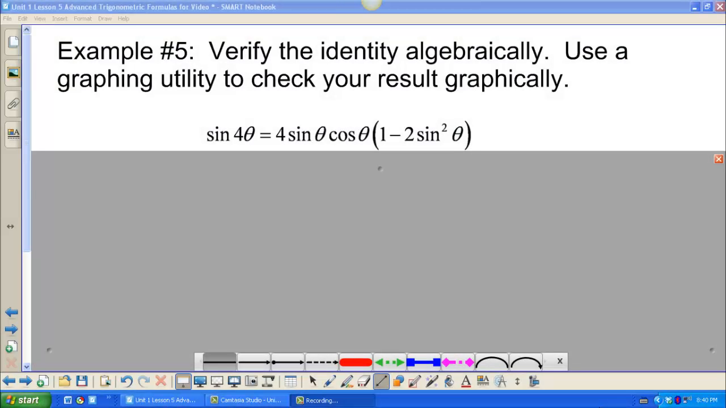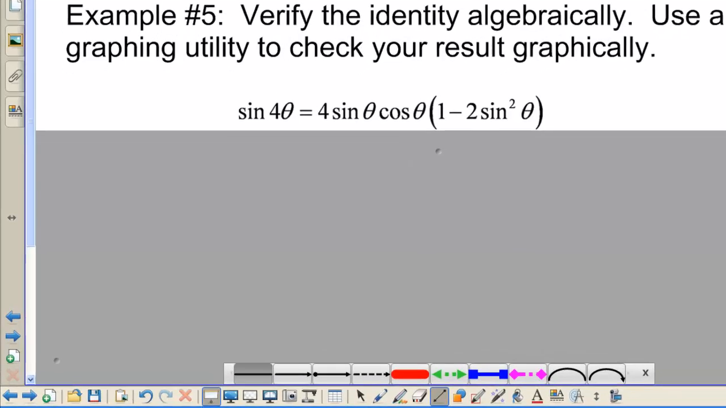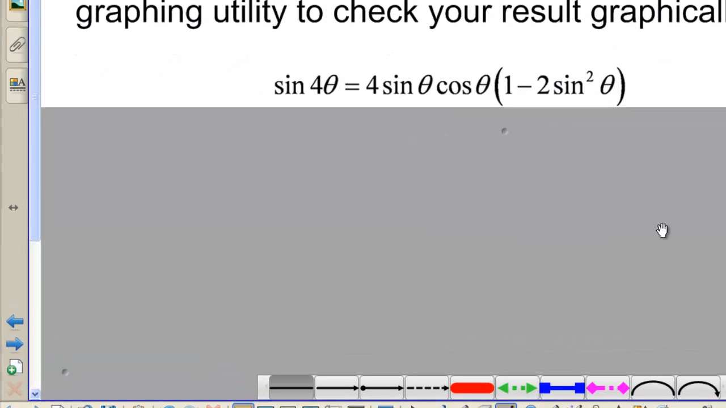And welcome to example 5, where we're going to verify the identity algebraically. Again, I'm going to leave it to you to use a graphing utility to check your result graphically. All right, this was a little counterintuitive when I did this. I immediately wanted to start with the right-hand side because I thought there was more to do, and you can. But I want to show you how we could also work with the left side as well.